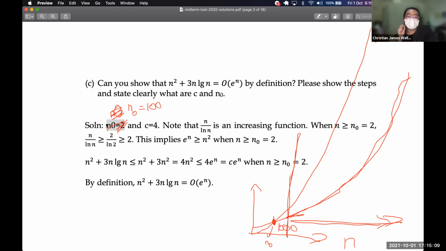The somewhat nice thing about big O is that it is not super strict about the constants, right? You can be a bit sloppy and say, oh, from N naught equals 1000 onwards, I guarantee that the function is upper bounded. Okay, that's the nice thing.